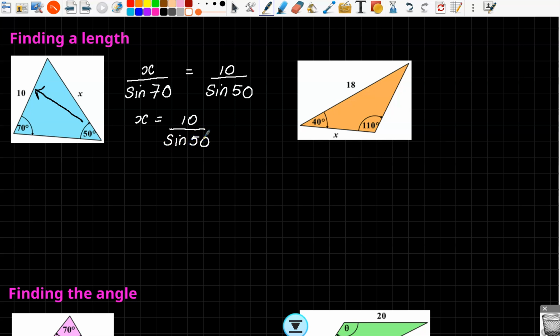So, how do I get rid of that divide by sine 70? Times. Right, we're going to times. And you have done all the hard work. It is now all calculator from here on in. Hit that calc.